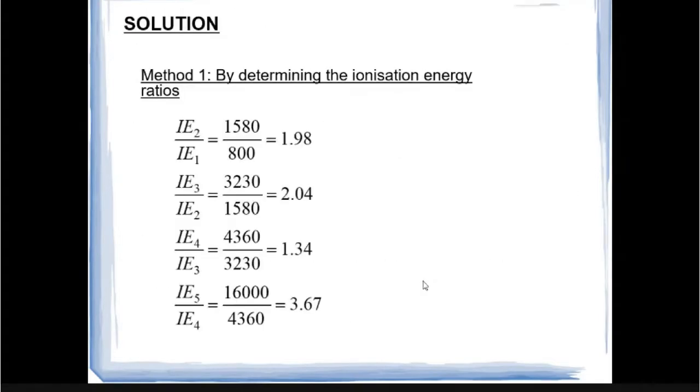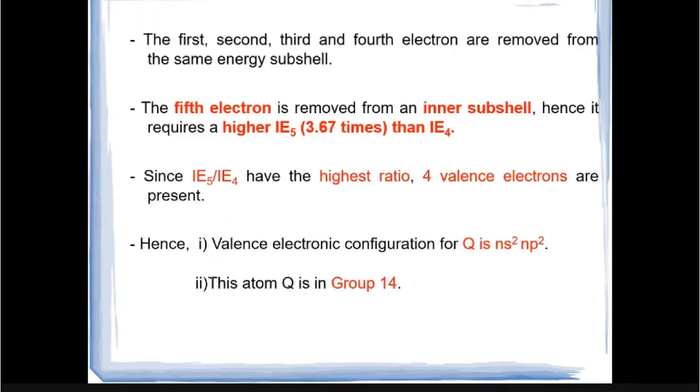Okay. Now in this case, we check, and after that, compare. This one is the highest. I know there are 4 valence electrons, and the fifth electron is from the completely filled inner shell. Why? Because IE5 to IE4 is the highest. So the fifth electron is removed from the completely filled inner shell. Since IE5 to IE4 is the highest ratio, there are 4 valence electrons.